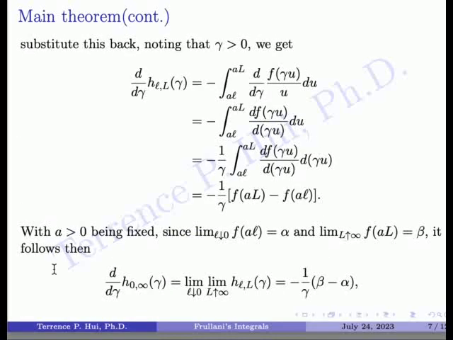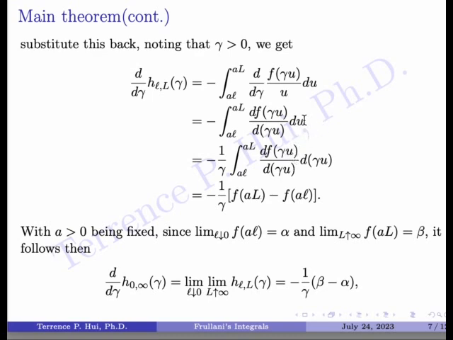Okay, now continue. Substitute everything back. Now noting that gamma is positive, what is the derivative of this function? Remember, we dropped the first term, so it is negative the integral from little l to big L of d/d gamma of f of gamma u over u. But what is that derivative? We already worked that out. That's df(gamma u)/d(gamma u) du.